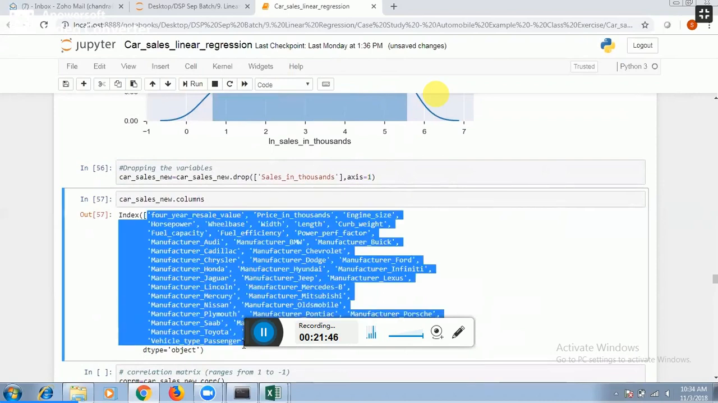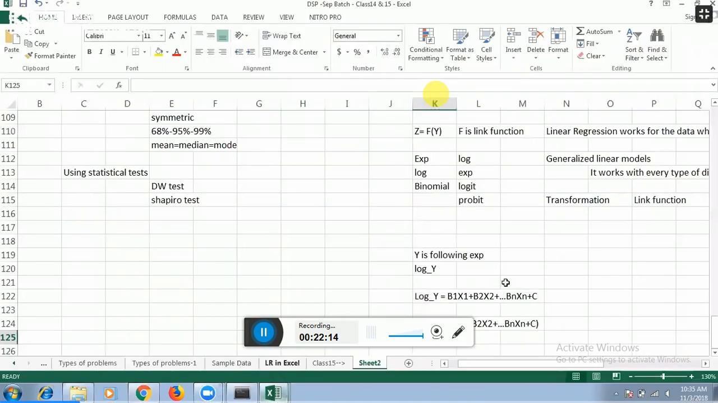Once we have this, what is the second assumption? The linearity assumption. What is your linearity assumption? Log of y and x. Yes, your y and x should have some linear relationship. So when I say linear relationship, what does that mean?